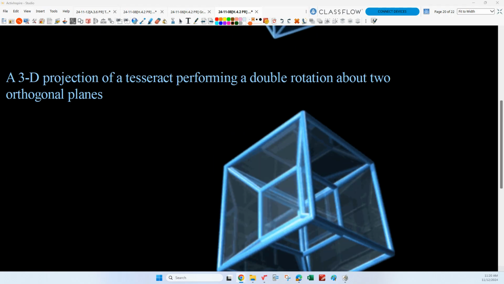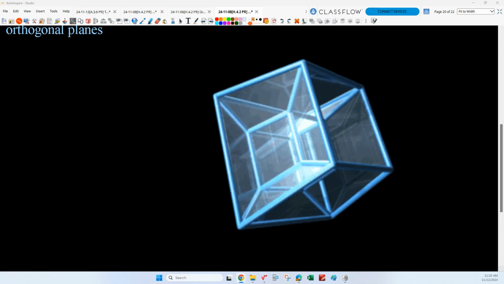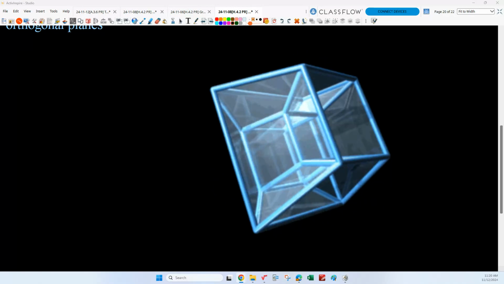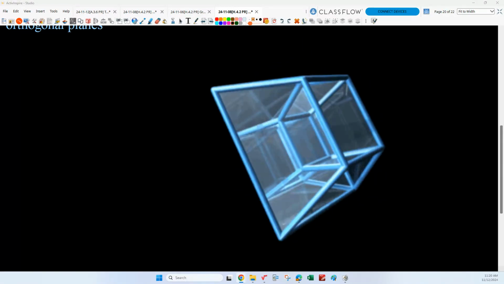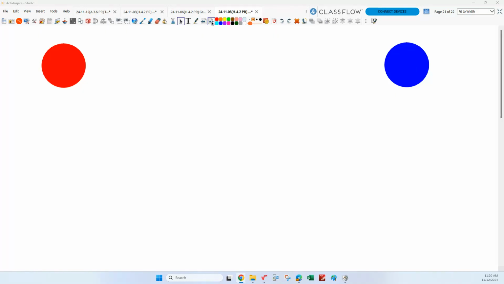And here, if I did a double rotation about 2 orthogonal planes, 2 planes at right angles to each other, you'd see something like that. That's what the projection would be. Very bizarre. So again, that's probably not very satisfying, but we could maybe get a little bit better insight into this if I could introduce you to some friends here.